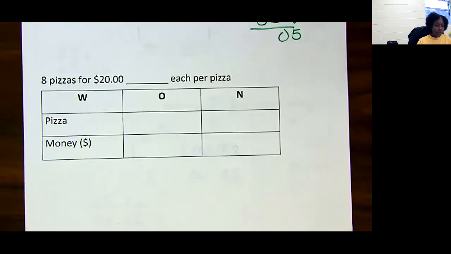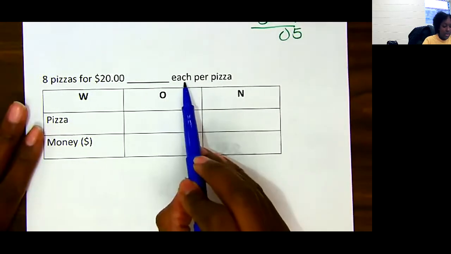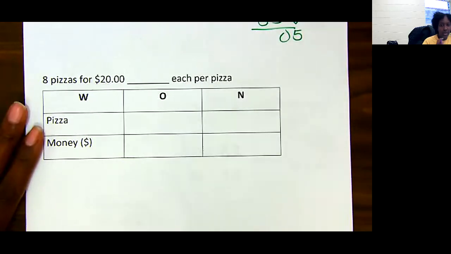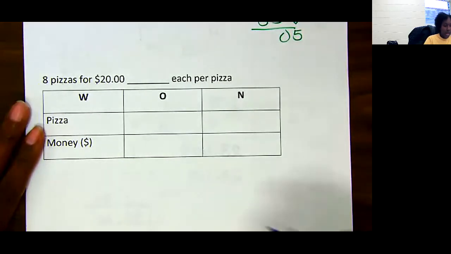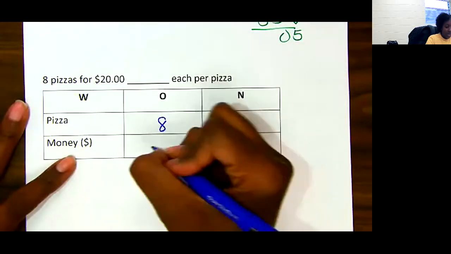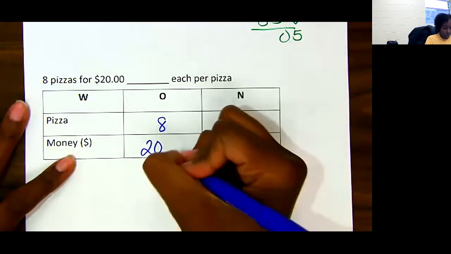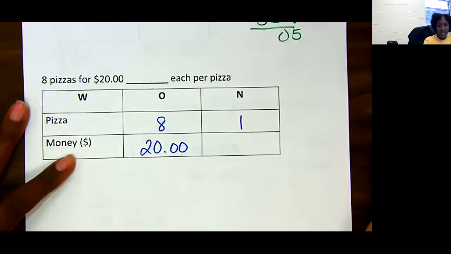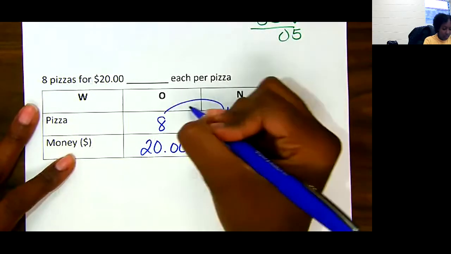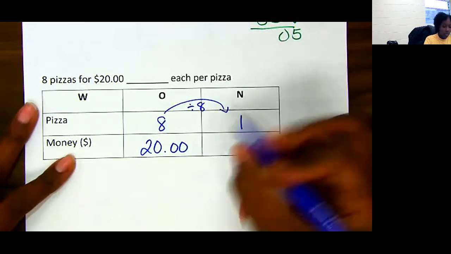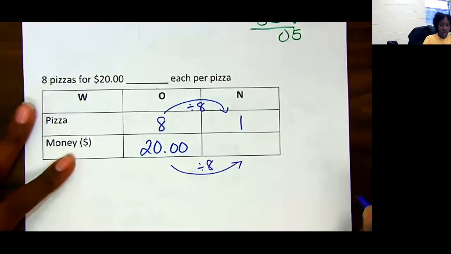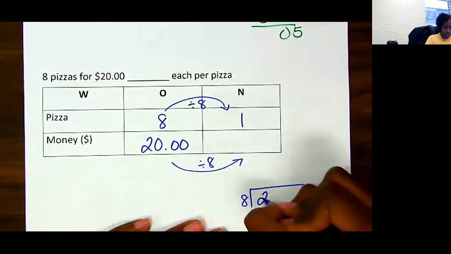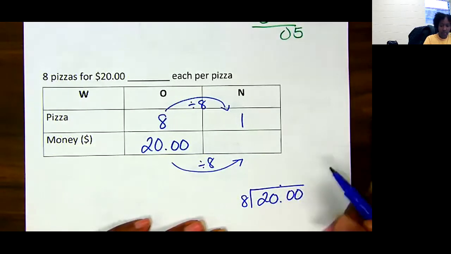I have 8 pizzas for $20. How much is each pizza? It's per pizza. So let's look at that one. I have 8 pizzas and they cost $20. They want to know how much per pizza. So they want to know how much for one pizza. Again, I'm going to use division. 8 divided by 8 will give me 1. So I need to divide this $20 by 8. I have a decimal, ladies and gentlemen. Make sure you bring that up into your bar.